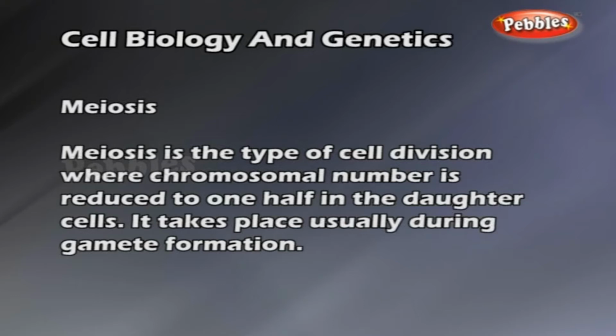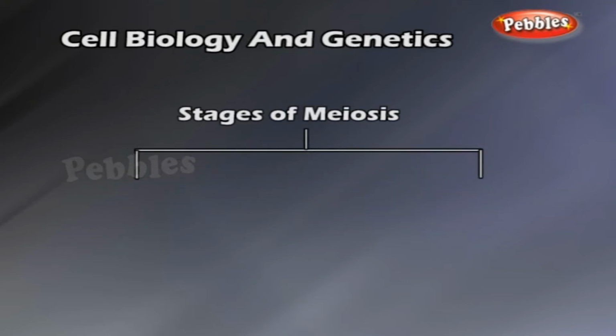Meiosis. Meiosis is the type of cell division where the chromosome number is reduced to half in the daughter cells. It takes place usually during gamete formation.